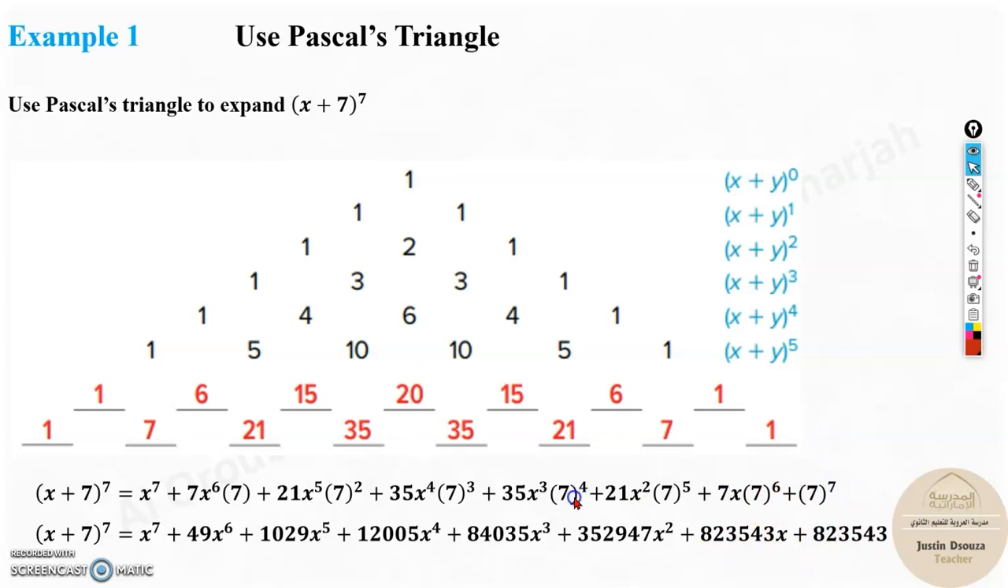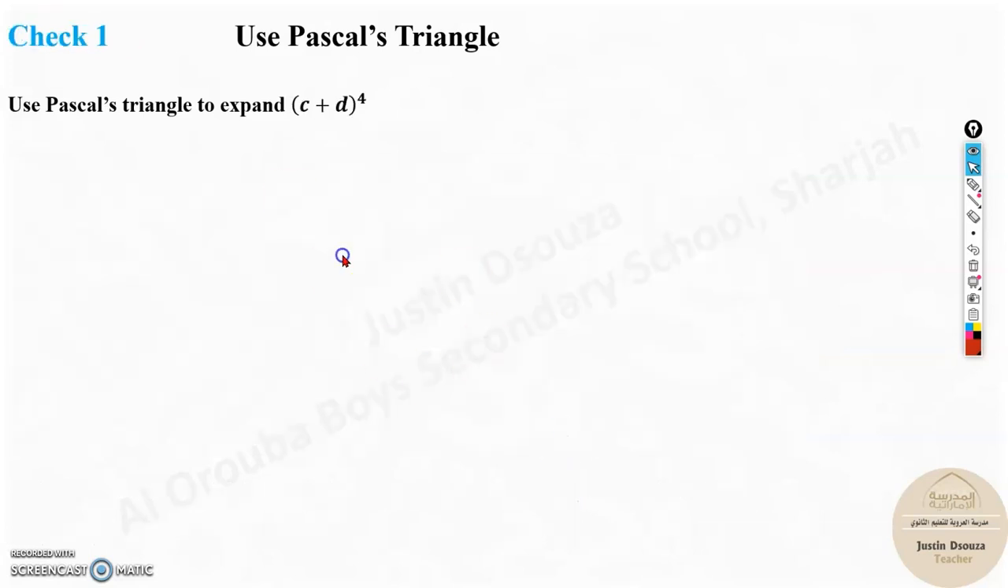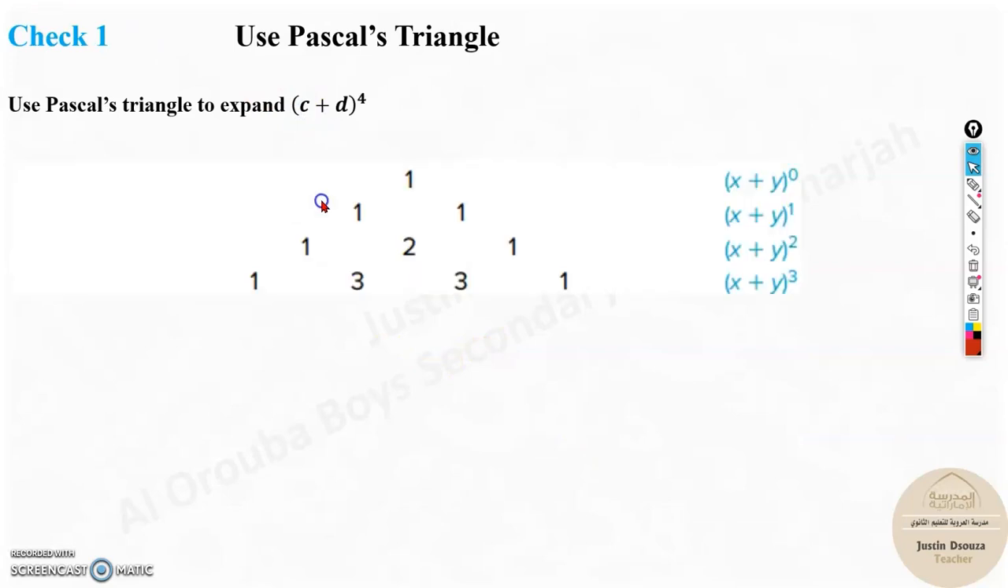This is how we can solve it. I hope this is clear. Now we will see one more problem. Now there's only variable c plus d. So you must remember 1, 0, 1, 2, 3.